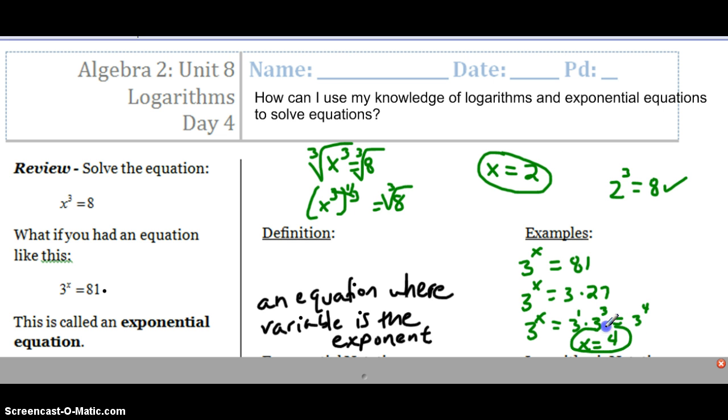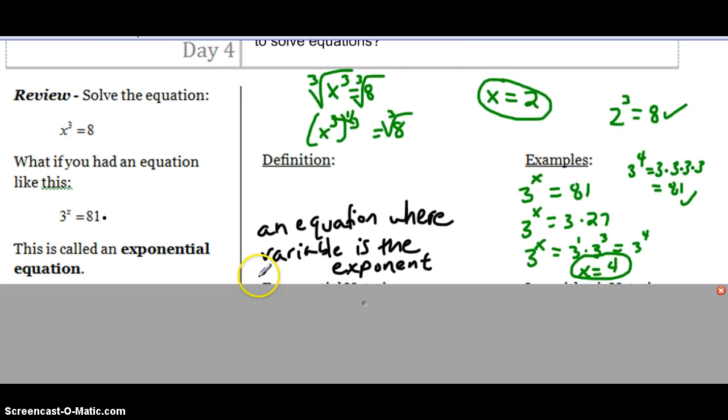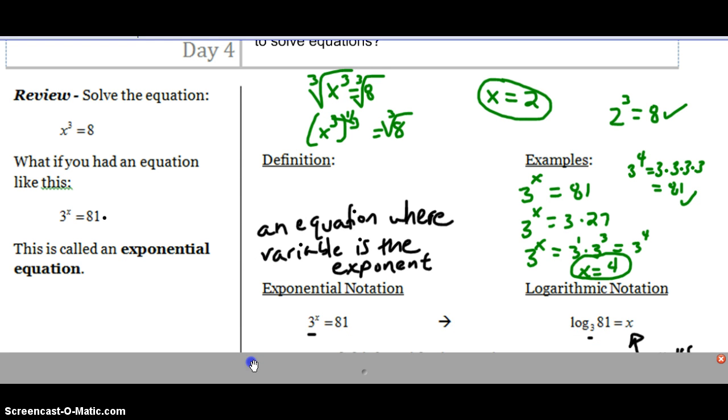And we can check that. 3 to the fourth power means 3 times 3 times 3 times 3, and if we check that, that is equal to 81. So this one's not too hard with our knowledge of perfect cubes, but we have another way to solve them if it's not a perfect fourth root or cube root or square root, and that is with logarithms.